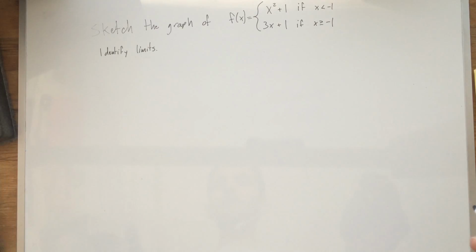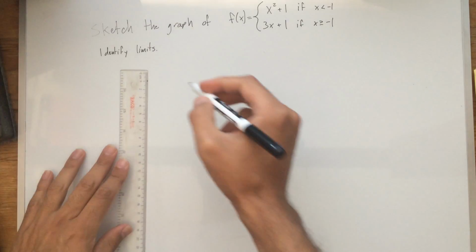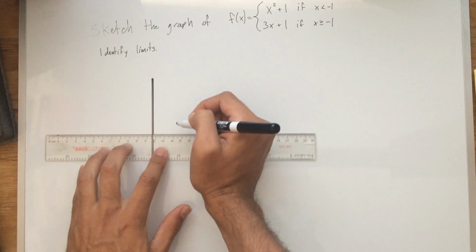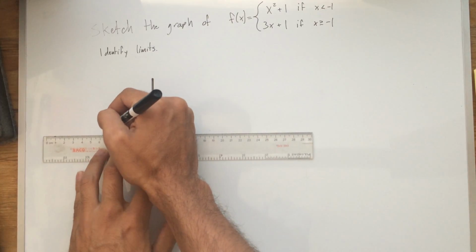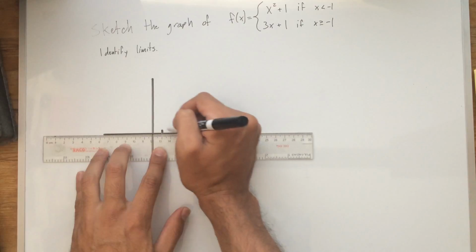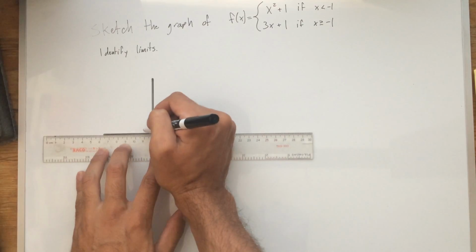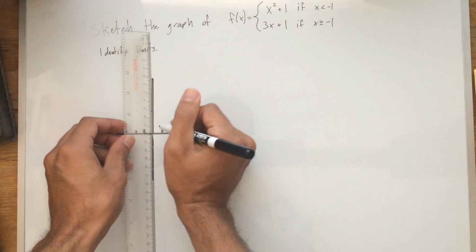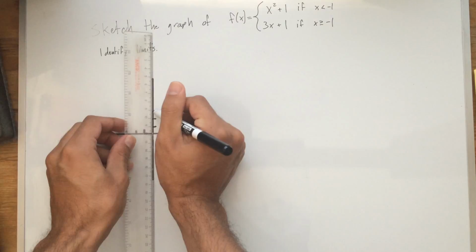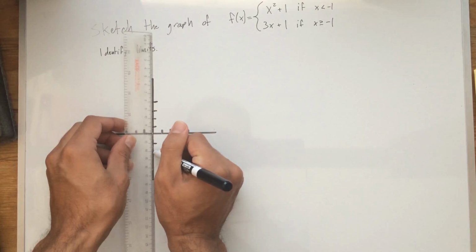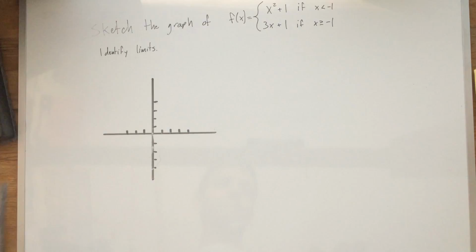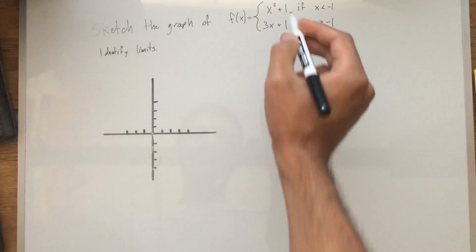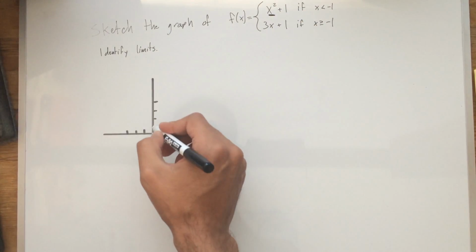Okay, so in this problem, we're going to sketch the quick graph of the function given. You're just going to draw a quick axis. Okay, so we're going to start with the top function, so x squared plus 1.